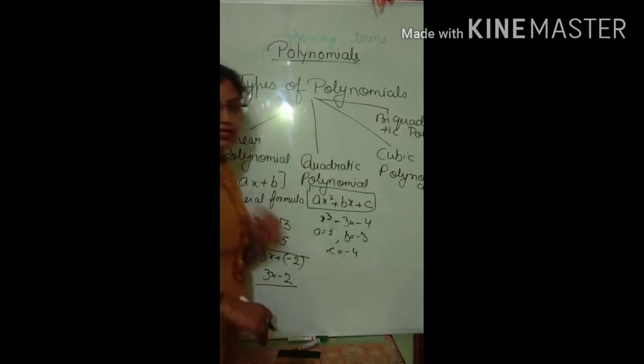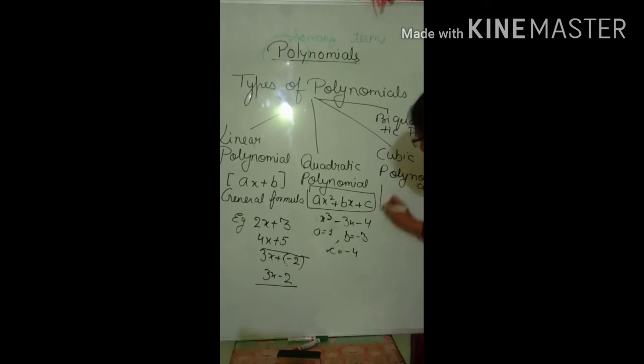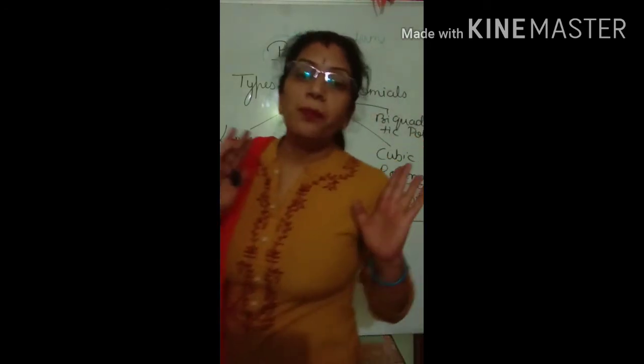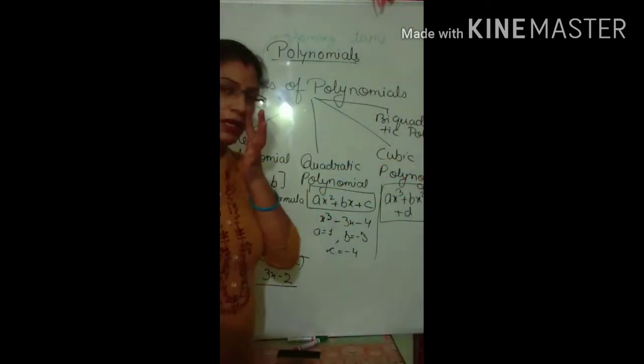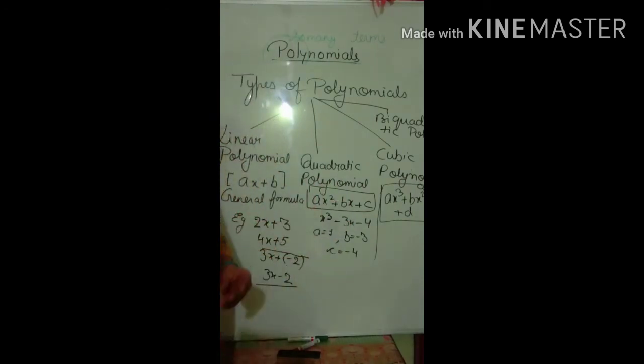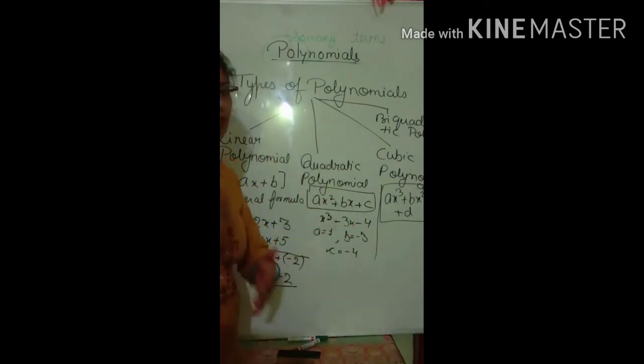Okay. What is cubic polynomial? Now the general formula of cubic polynomial will come: ax cube plus bx square plus cx plus d. This is the formula of cubic polynomial. And similarly you can write any term like this. So these are the types of polynomial. From this you can easily tell which are linear, which are quadratic, which are cubic polynomial.